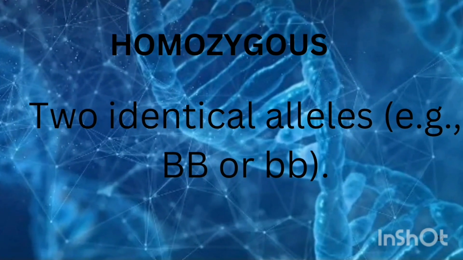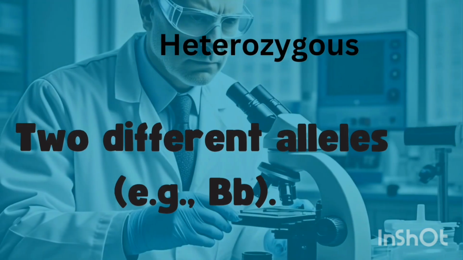From there we have homozygous: two identical alleles. Where both are dominant or both are recessive, the alleles are the same. For example, organisms which are homozygous are also called pure breed.